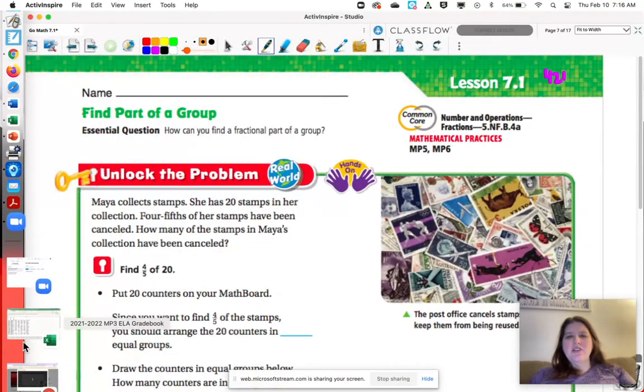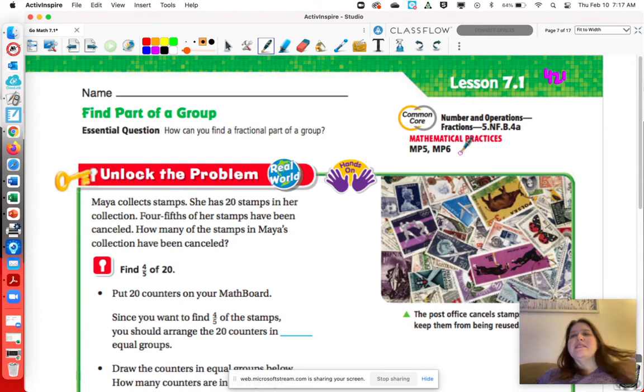I wanted to make sure that you were not going to miss out on how to do the chapter 7 math problems. So I wanted to make sure that I was able to record some lessons in case you were having any trouble or in case a substitute didn't understand what they were doing. So we're going to start with chapter 7, lesson 1. This is on page 421.